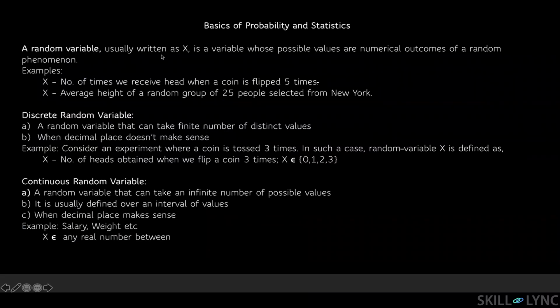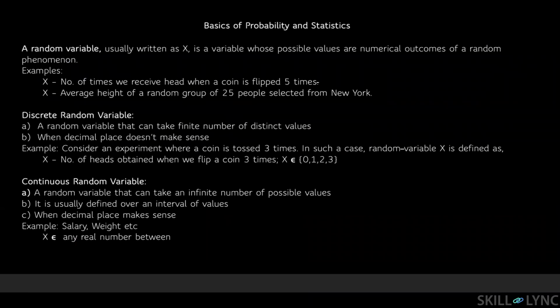So a random variable, what is a random variable? It's a variable for which there is a chance of coming in. There is some chance associated with that, right? So for example, I'm tossing a coin 5 times, and x is a random variable which tells the number of times we receive heads. Then x can take the value of 0, that means no heads. X can take a value of 1, x can take the value of 2, 3, 4 and 5, right?